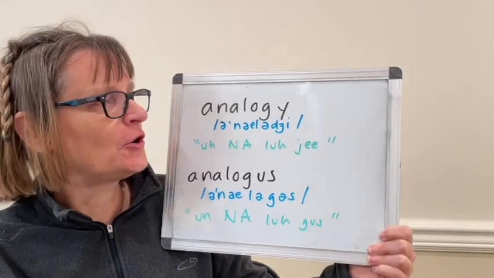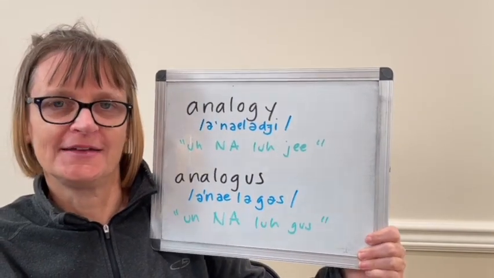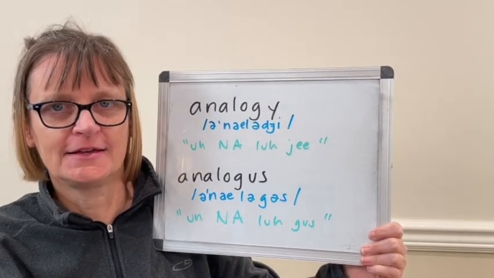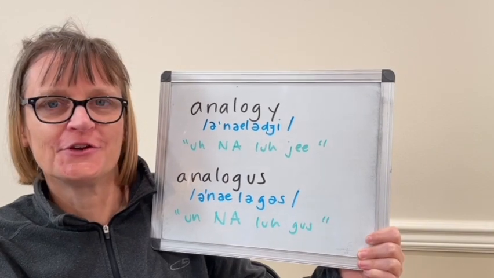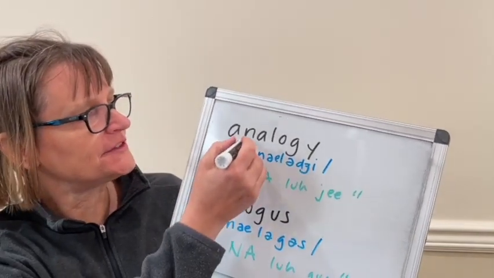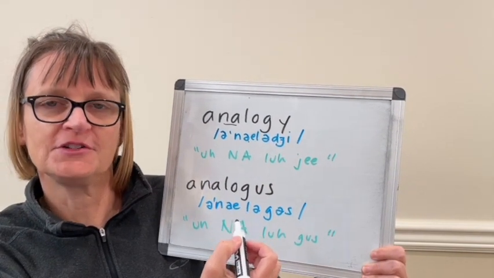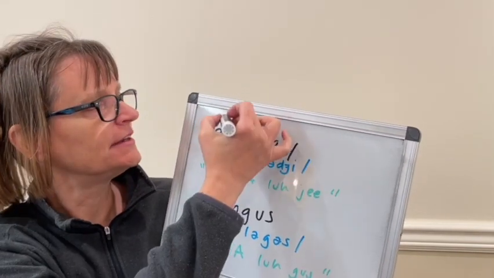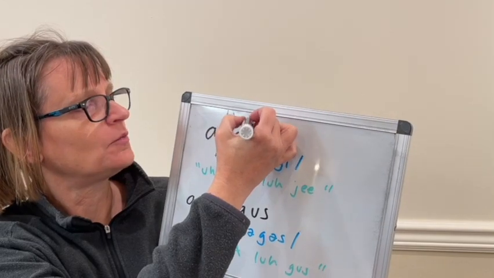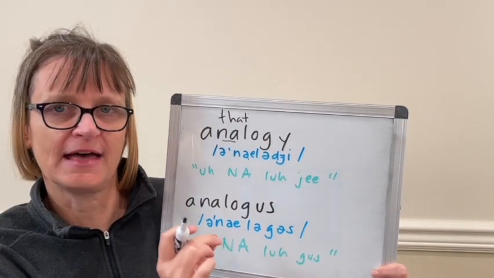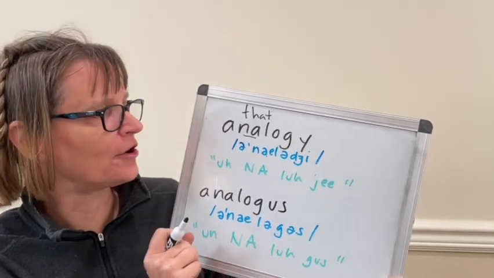In this video, we'll look at how to pronounce analogy and analogous. So in the word analogy, we have second syllable stress, and the letter A says the A vowel, just like in that or cat. You can try matching it by saying a phrase like that analogy to be able to get that A vowel correct.